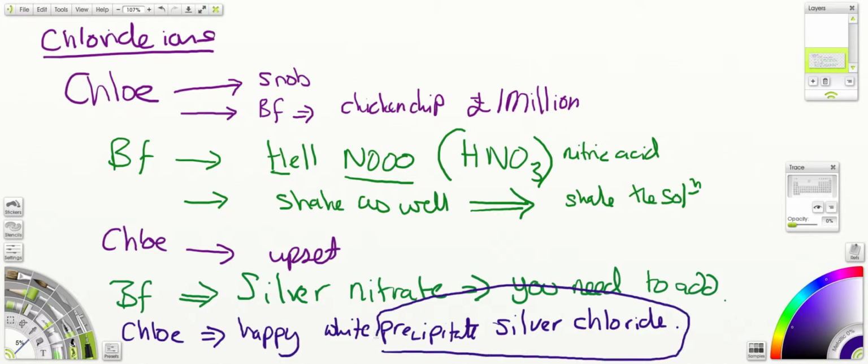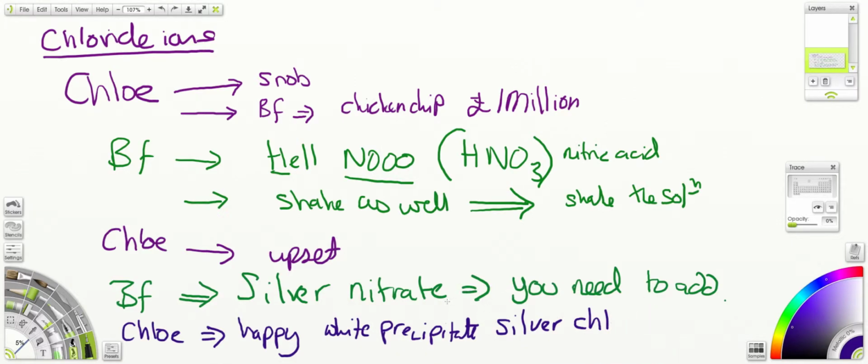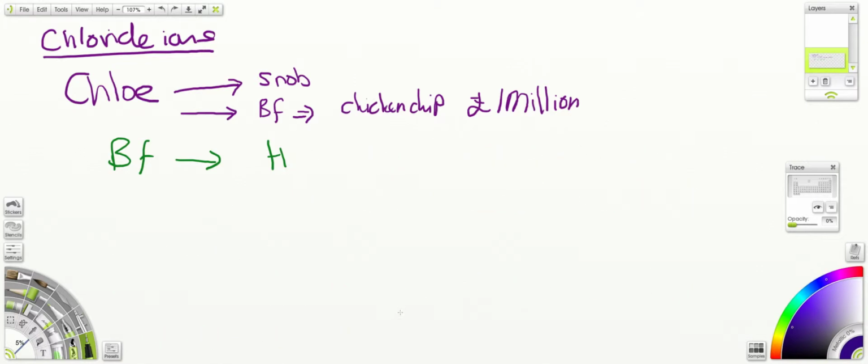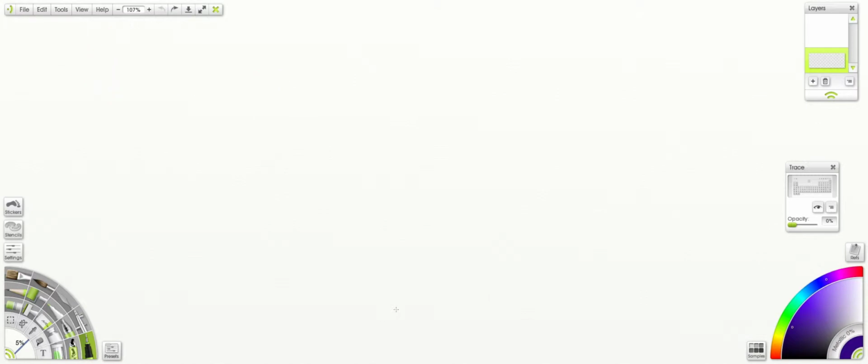Now remember when I said right at the beginning, if there are no chloride ions, you will not get a silver chloride precipitate. So you can carry out all of this test, but if Chloe's not there, you will not have the precipitate. They might sometimes ask, what if chloride is not even present? Then you say, you do all of this, but because chloride is not there, you will not have a white precipitate being formed.